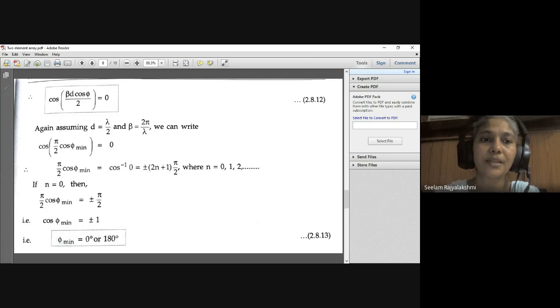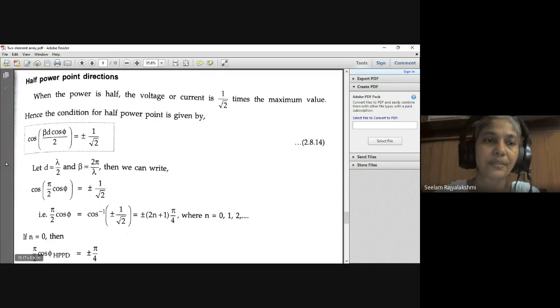If we consider n equals 0, then pi by 2 cos phi minimum equals plus or minus pi by 2, or cos phi minimum equals plus or minus 1. So phi minimum equals 0 degrees or 180 degrees. Now we will consider the half power point directions.